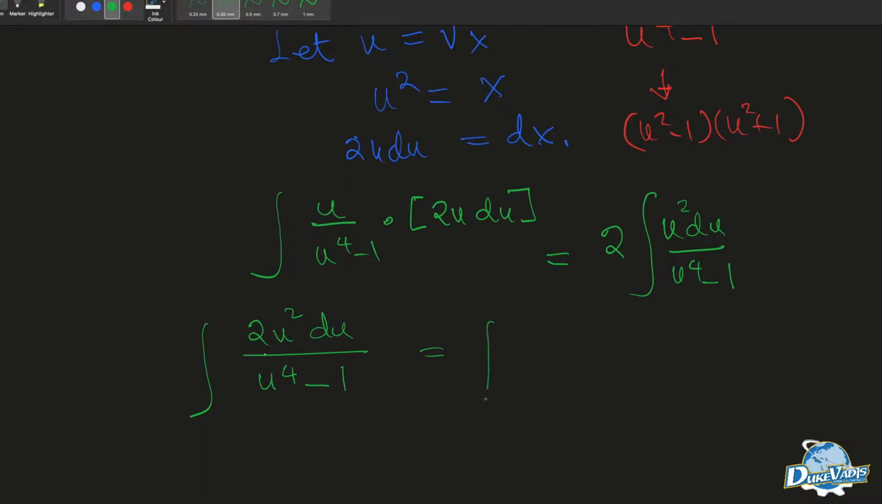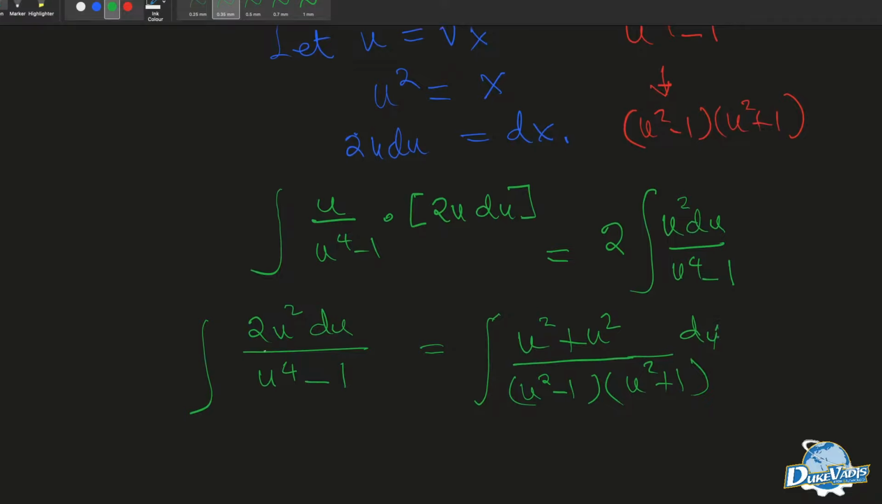We can write it as the integral of (u squared plus u squared) all over (u squared minus 1) into bracket (u squared plus 1) du. Okay, so that is how the expression has become.